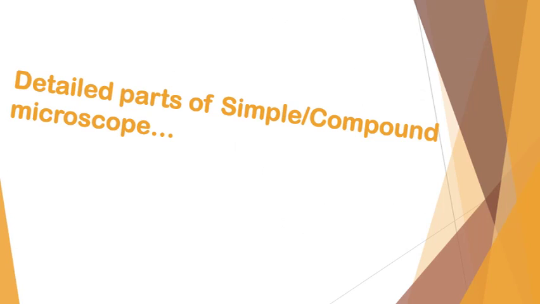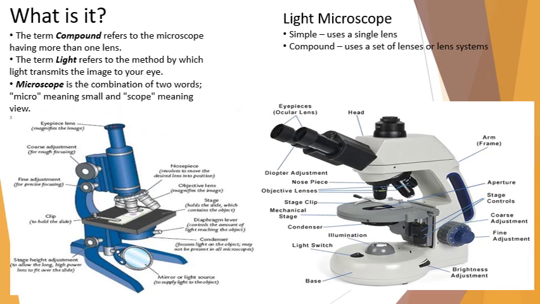So here we begin the detailed parts of the simple and compound microscope. Before going to the different parts, one must know what a microscope is. The first term is compound. This term refers to a microscope having more than one lens. When we utilize more than one lens, we call it a compound microscope.